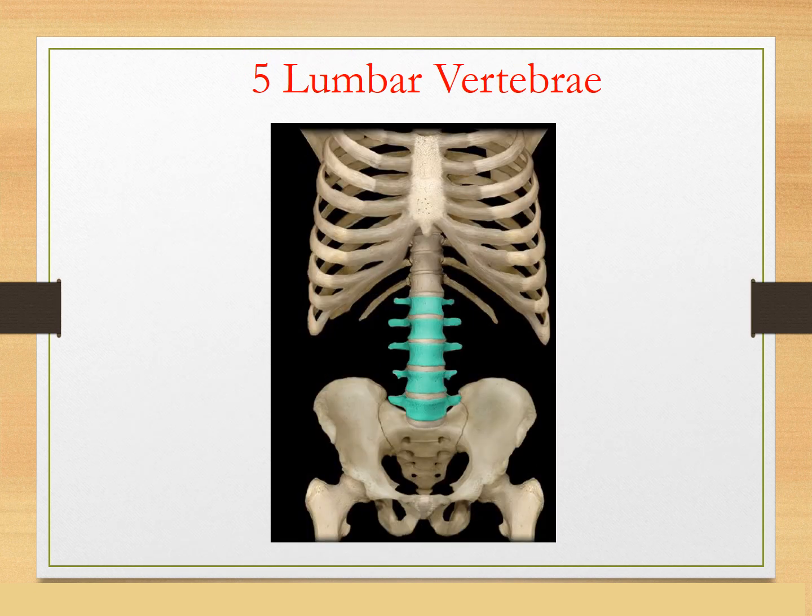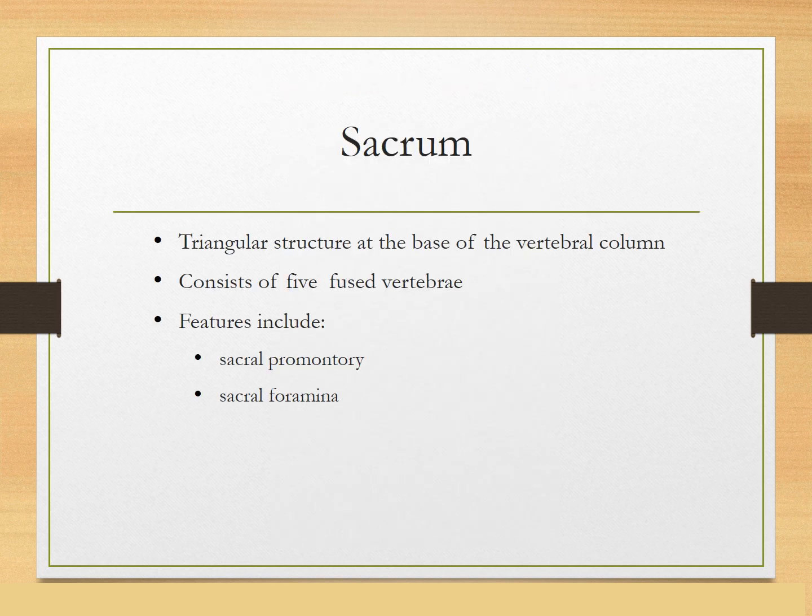This view also gives you an idea of how the sacrum articulates with the ilium, one of the bones of the coxal bones. The sacrum is a triangularly shaped bone located at the base of the vertebral column. It actually consists of 5 poorly developed fused vertebrae. Key features include the sacral promontory and sacral foramina.